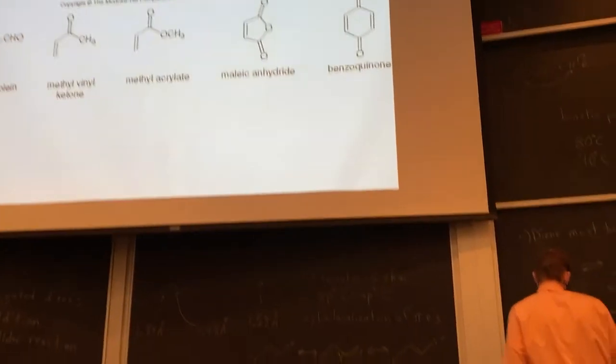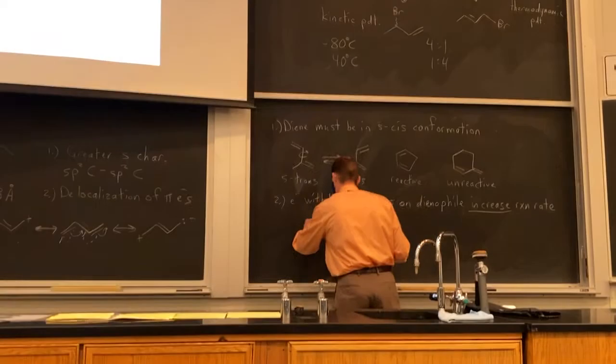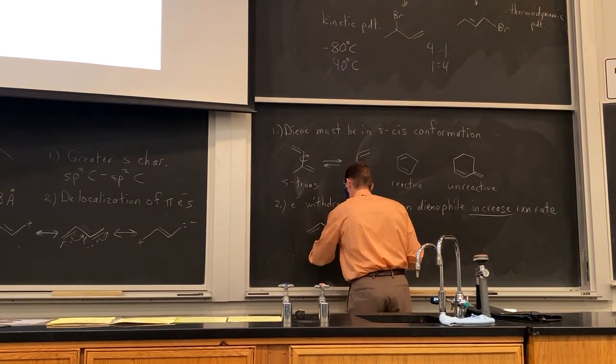So how are those carbonyl groups electron withdrawing groups? Well, we can draw one of them, methyl vinyl ketone.